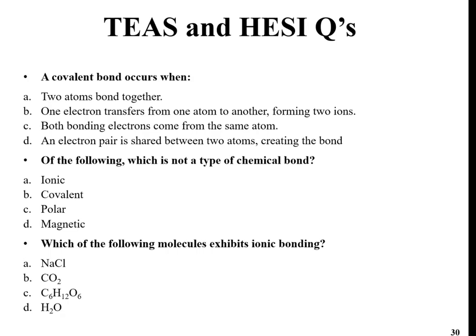Which of the following molecules exhibits ionic bonding? Sodium chloride, carbon dioxide, C6H12O6, remember this could be one of many isomers, or H2O. Ionic bonding, that's when two ions come together through electrostatic forces and form a lattice, and that happens with salts. So sodium chloride is a salt, and it is the correct answer to this question.